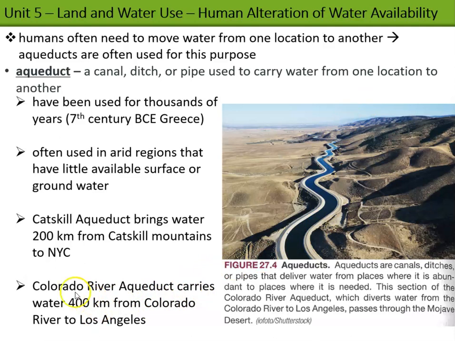somewhat surprisingly, actually. The Colorado River Aqueduct is another large-scale example that brings water from the Colorado River all the way to Los Angeles. It's about a 400-kilometer long aqueduct. And so here's a picture of the Colorado River Aqueduct that is carrying water through very arid regions in Southern California and bringing it to Los Angeles.